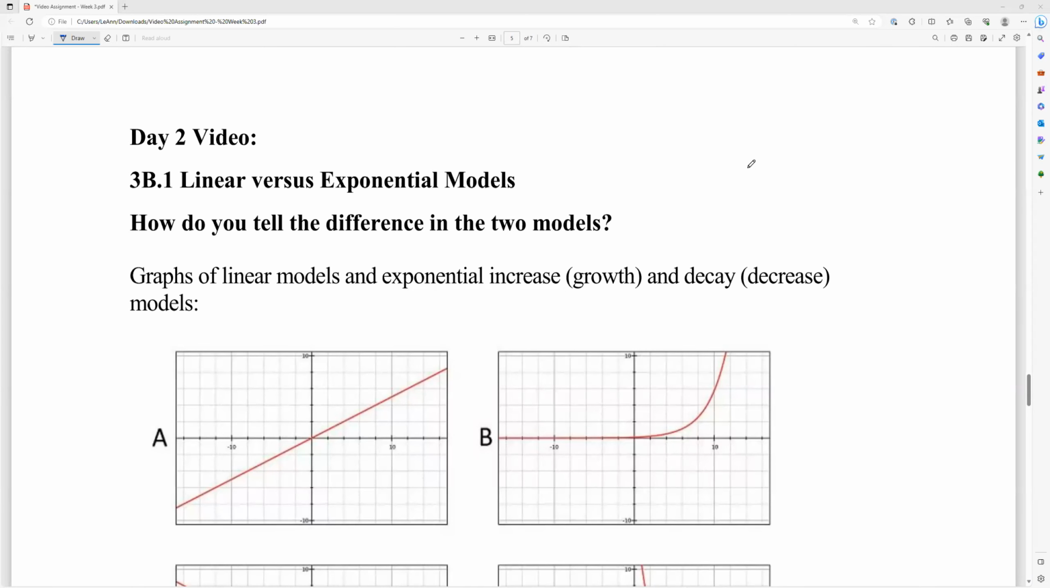All right, this is our week 3, day 2 video. So we're going to be looking at a couple things. We're going to be looking at 3B1, which is over linear versus exponential models. So the first thing we want to focus on is how do we tell the difference in the two models?